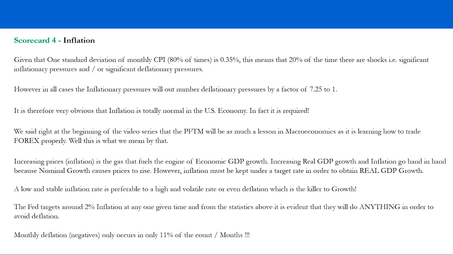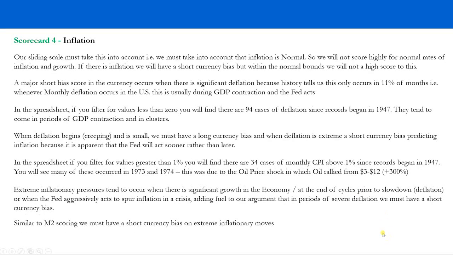So from all the stuff that we've learned about the CPI from the numbers and how it behaves in the past, how do we actually go about scorecarding this? Well, on the sliding scale, we obviously have to take into account that inflation is completely normal. So we tend to not score highly for normal rates of inflation and normal rates of GDP growth. If there is inflation, we will tend to have a short currency bias, but when it's within the normal bounds, we don't assign a high score to it.